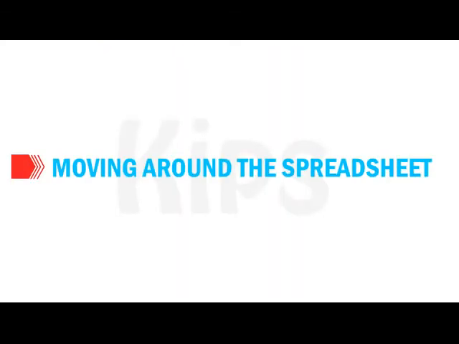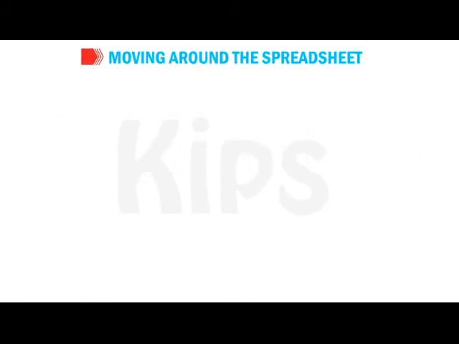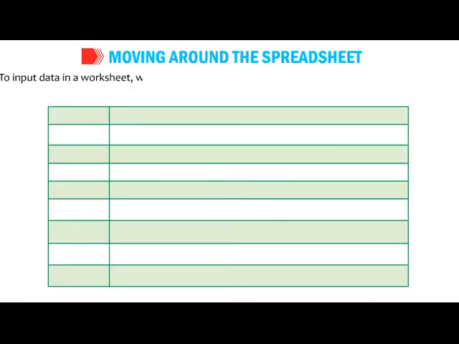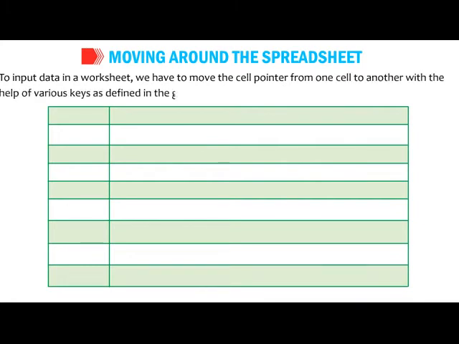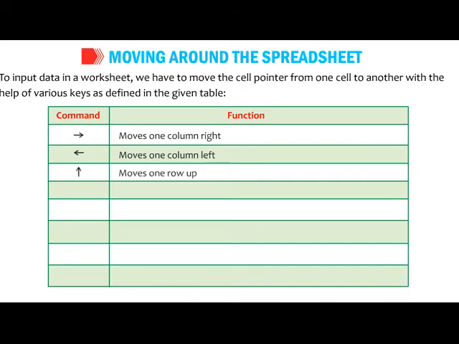Let us find out how to move around the spreadsheet. To input data in a worksheet, we have to move the cell pointer from one cell to another with the help of various keys as defined in the given table. Command, function. Right arrow moves one column right. Left arrow moves one column left. Up arrow moves one row up. Down arrow moves one row down.